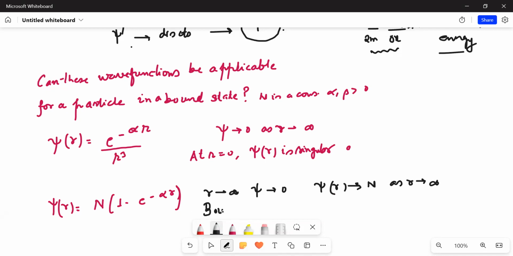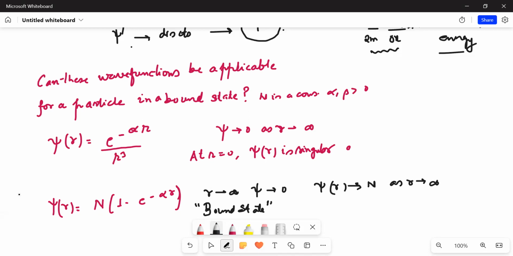I told you, in order that your function remains in a bound state, the wave function should go towards 0 as r tends to infinity, or as x tends to infinity, whatsoever may be the case, let's say 3 dimensional or 1 dimension. But right now it is given in 3 dimensions. So for the bound state, one must understand that as r tends to infinity, your psi must go to 0, but it is going towards N. So this is again violating our condition as stated by Max Born.